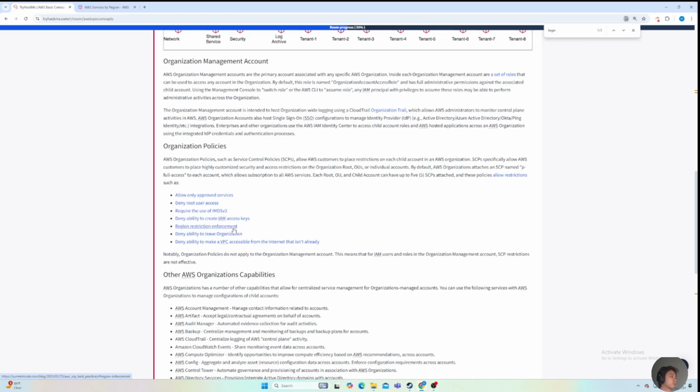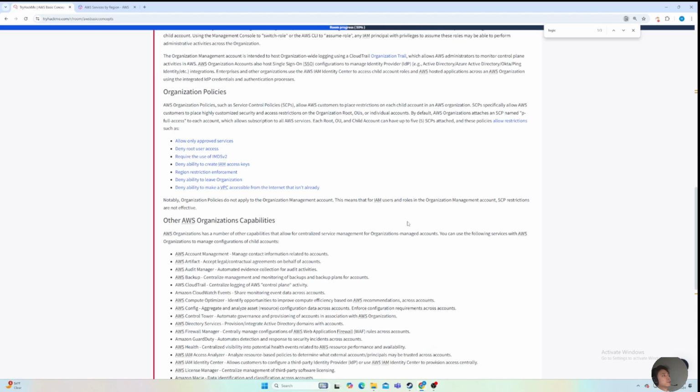region restriction enforcement, deny ability to leave the organization, deny ability to make a VPC accessible from the internet that isn't already. Notably, organization policies do not apply to the organization management account. This means that for IAM users enrolled in the organization's management account, SCP or service control policy restrictions are not effective.